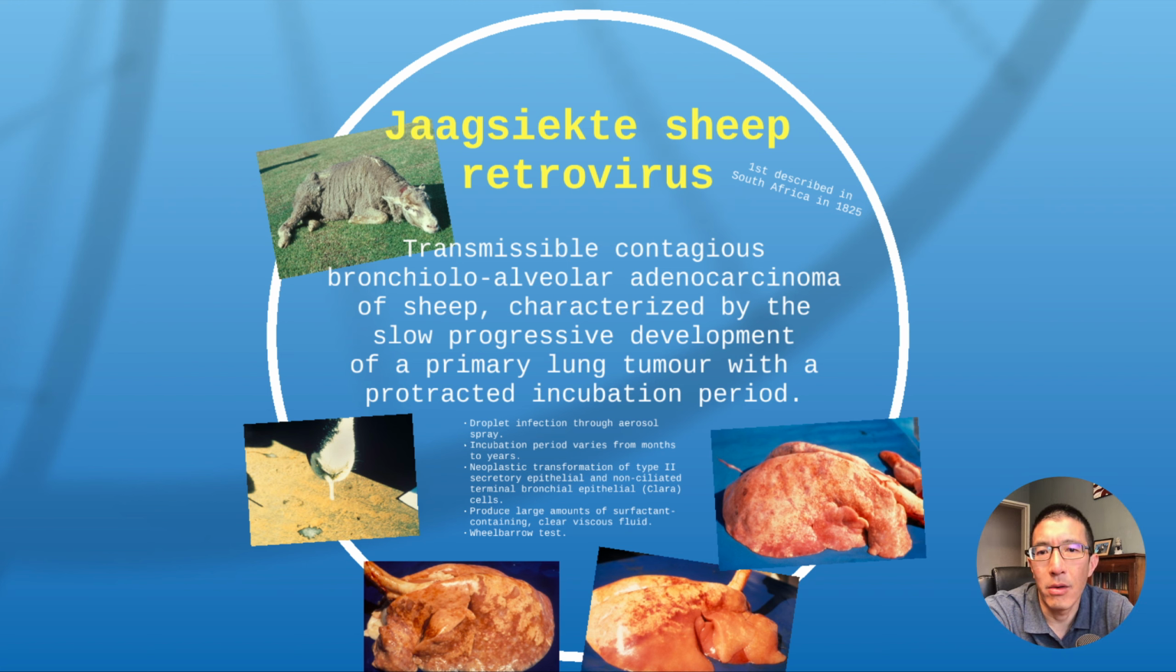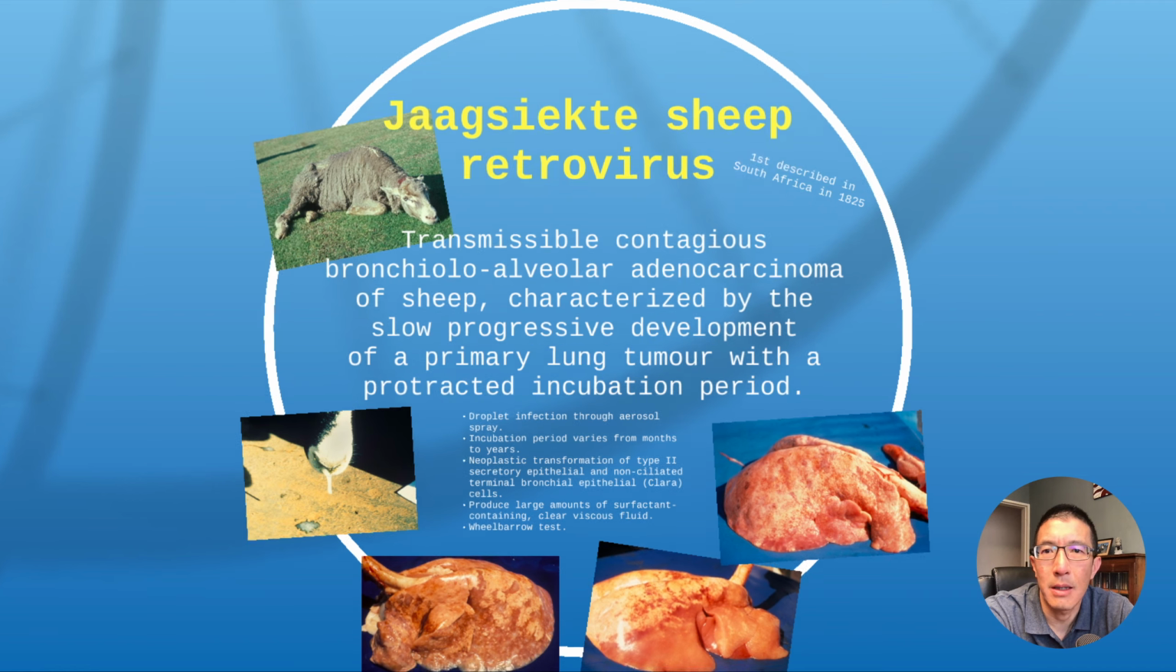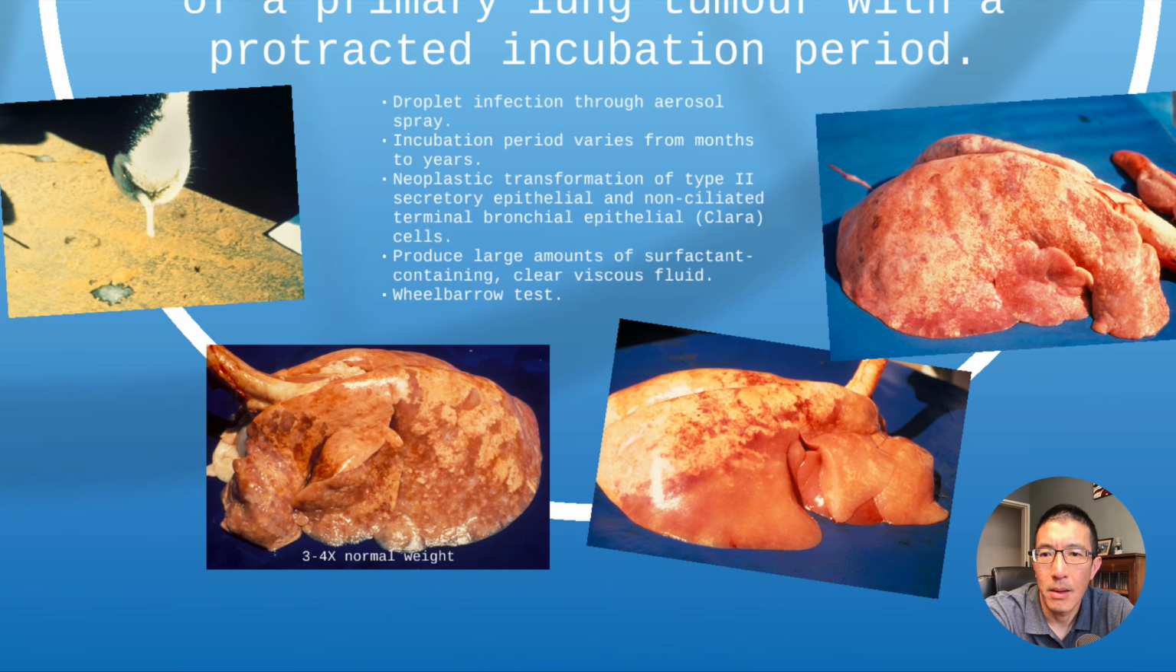Transmission occurs through aerosols containing infected droplets. The virus infects Clara cells, which are secretory epithelial cells. There is therefore an overproduction of fluid in the lung, causing lung edema and muffled lung sounds. A wheelbarrow test can be performed. This test involves lifting up the sheep by its back legs, and then in severe cases, large amounts of lung fluid will pour out from the nostrils.